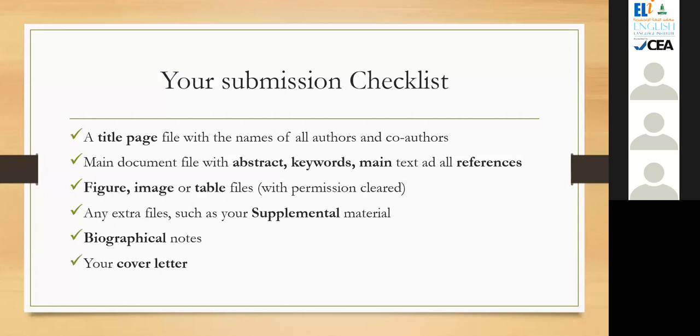A title page file with the names of all authors and co-authors. Okay. A main document file with an abstract, keywords, main text, and all the references. So this is actually the main document. Also, you can have a figures, images, or tables file with permission cleared. Okay. Any extra files, some journals will ask for supplementary materials. Okay. So you add any supplemental materials.